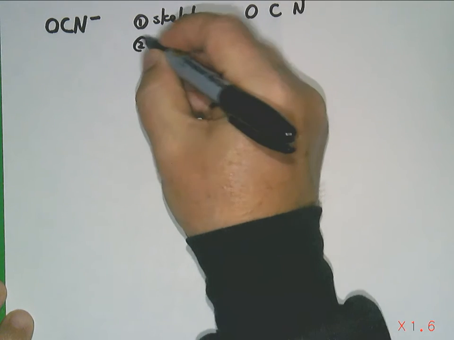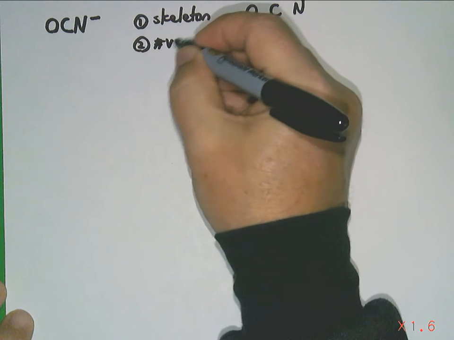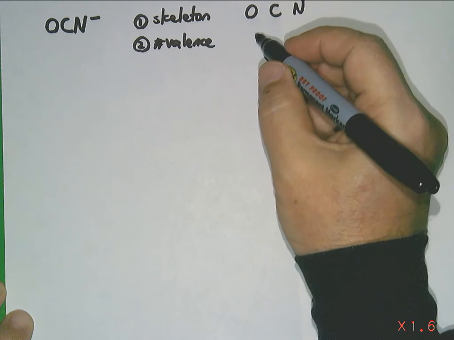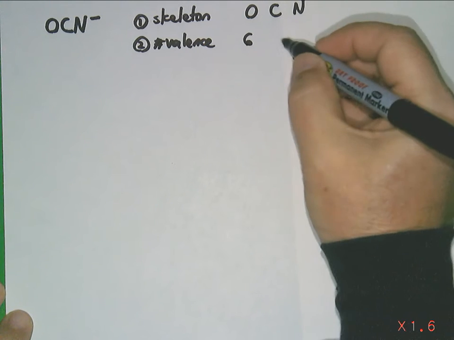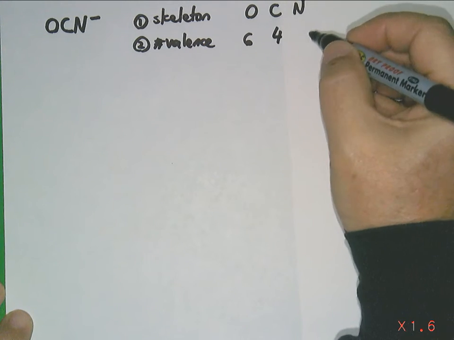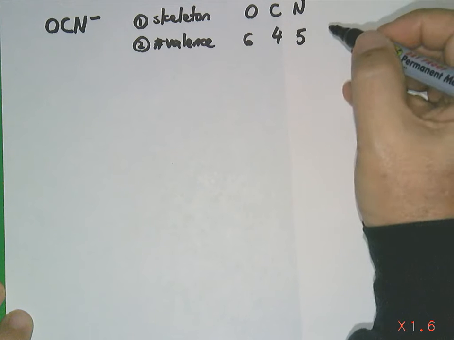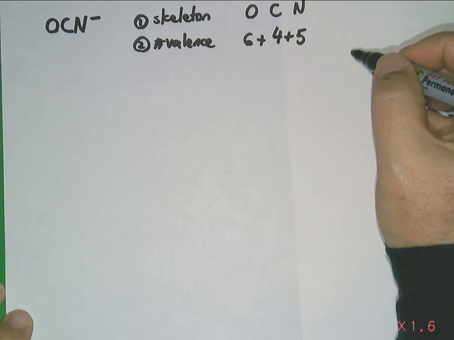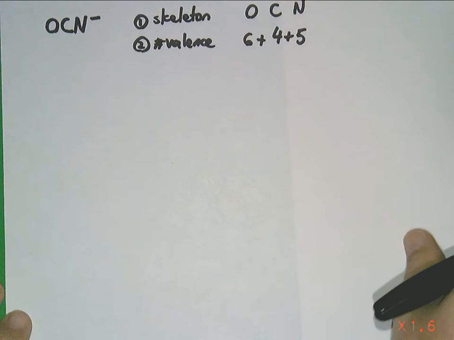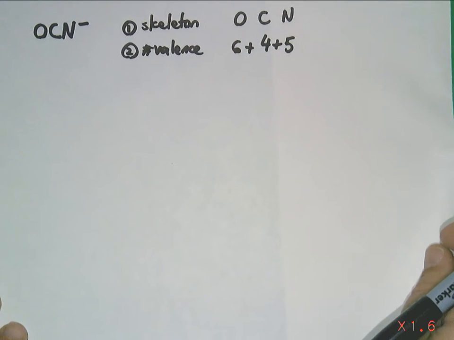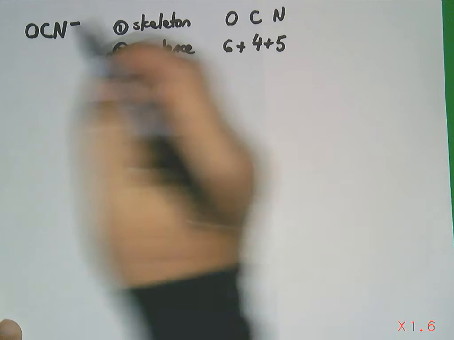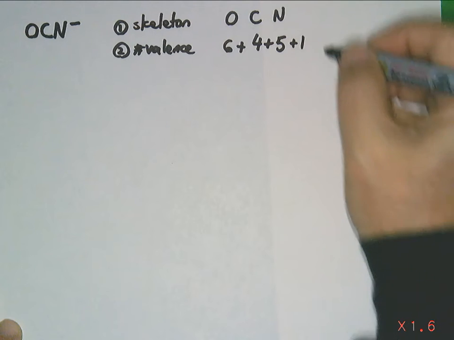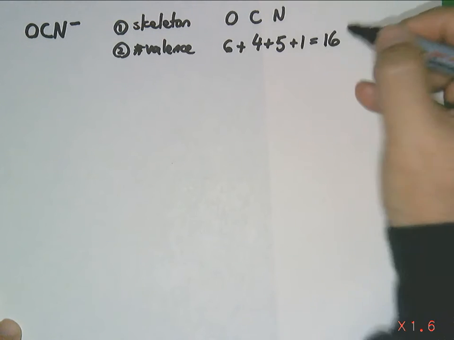Step 2. Find the number of valence electrons. Okay, from the periodic table, oxygen has 6, carbon has 4, nitrogen has 5. Am I missing anything? You should say yes. You are missing something because you're forgetting the charge over here. You have to add another electron on for that. So you've got 16 total electrons.